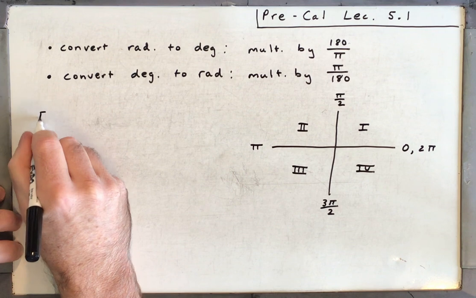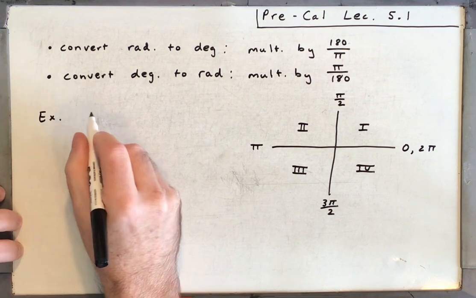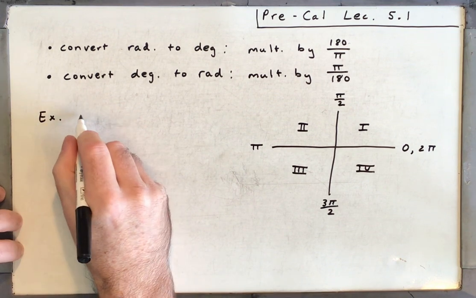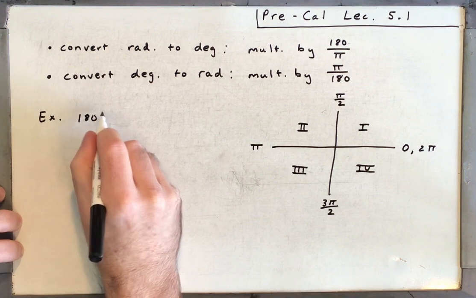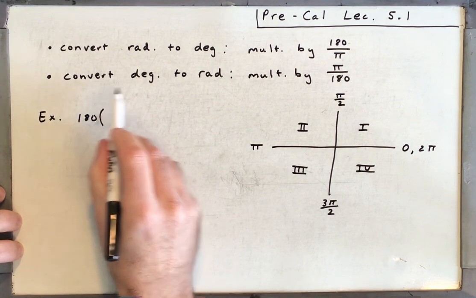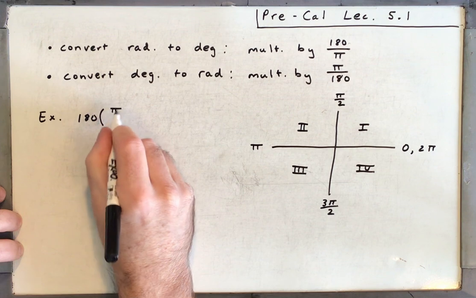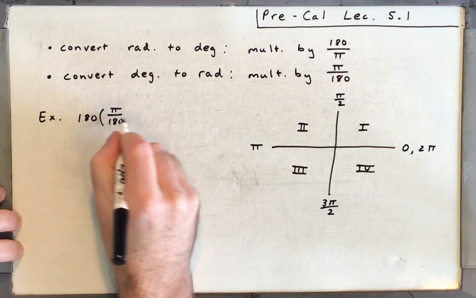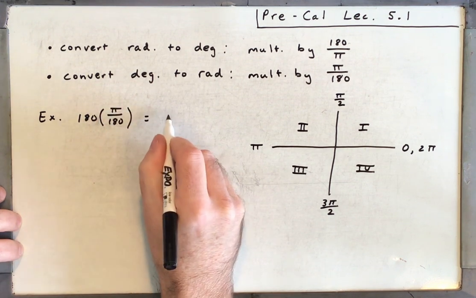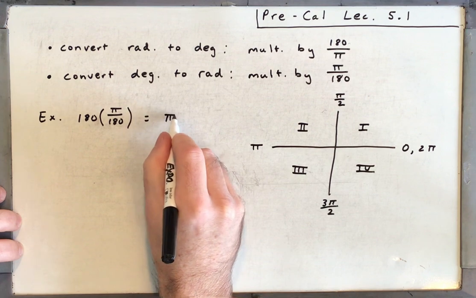Okay, so our first example is convert 180 degrees to radians. Well, to convert degrees to radians, you would take 180 and multiply by pi over 180, and that's going to give you pi radians.